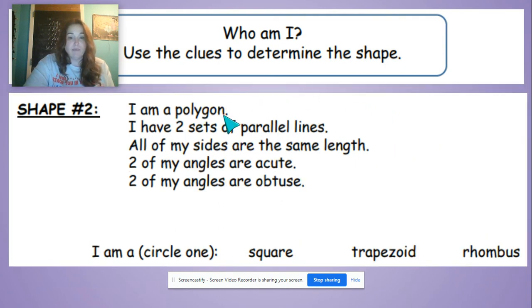Then I am a polygon. I have 2 sets of parallel lines. All of my sides are the same length. 2 of my angles are acute. 2 of my angles are obtuse. We talked about acute and obtuse a ton in third quarter, so I know you know what those are. So pay close attention to those before you make that choice.